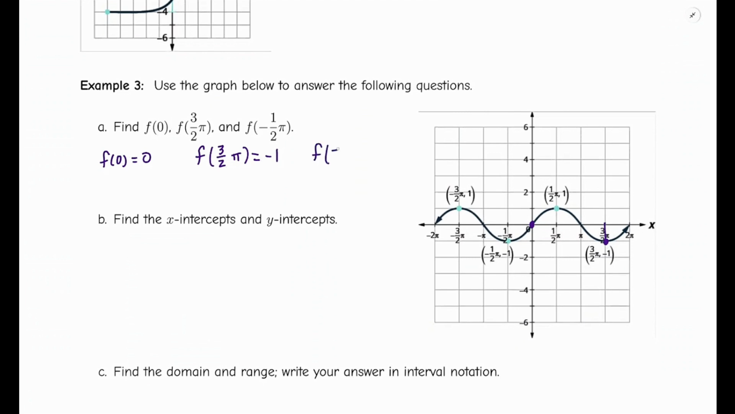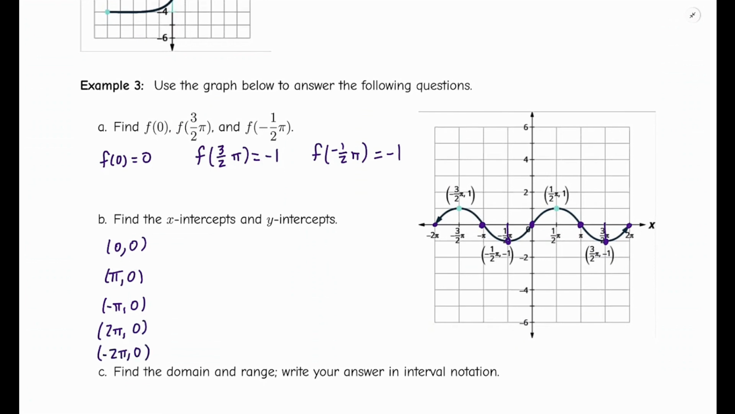And finally, f(-π/2). Go to -π/2. Go down. That is also -1. Part B, find the x-intercepts. Well, we already have (0, 0) as one of them. It also crosses at (π, 0) right there as well. So (-π, 0), and then there and there as well. So (2π, 0) and (-2π, 0).